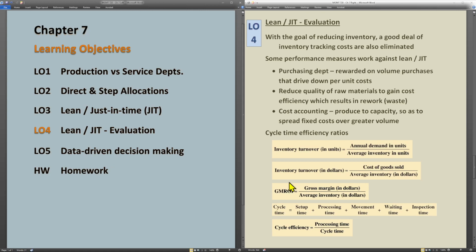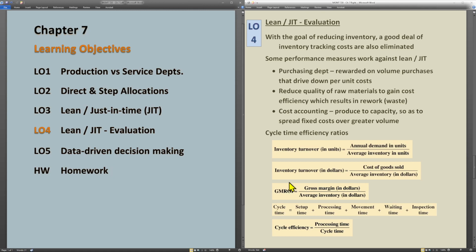Let me just give you a couple of examples. It is normal for the purchasing department to try and help the company by driving down costs. And how do they drive down costs? They typically enter into large forward contracts where they are guaranteeing purchasing a large volume. But large volume purchases that drive down the per unit costs are kind of contrary to lean manufacturing.